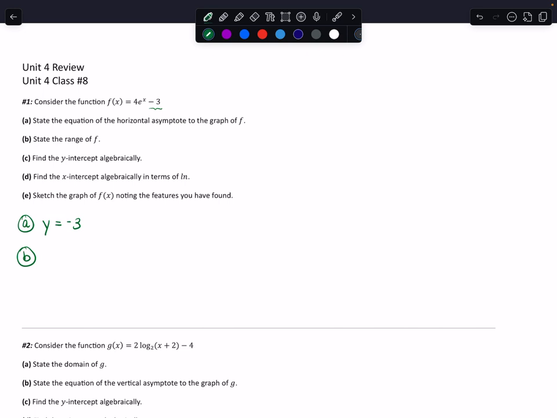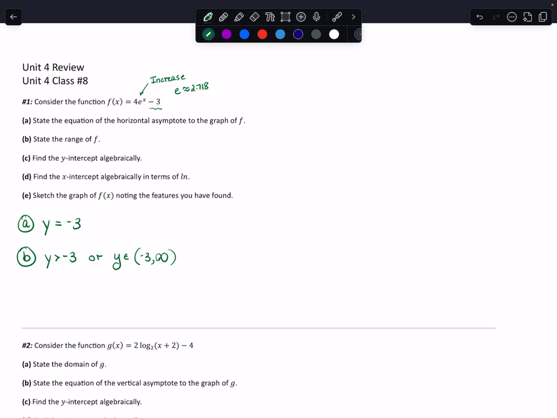This exponential function would increase because the base, remember e is about 2.718, that's Euler's number. And so the whole graph should be above the horizontal asymptote. So the range would be that y needs to be greater than -3, or if you prefer interval notation, y belongs to the interval -3 to infinity.